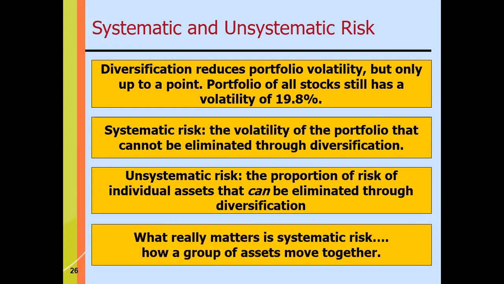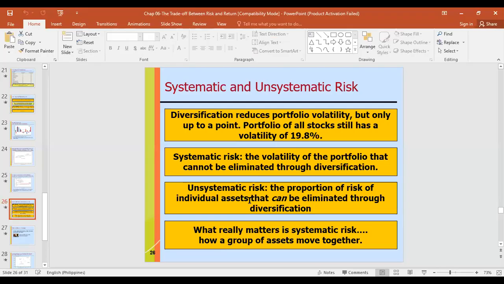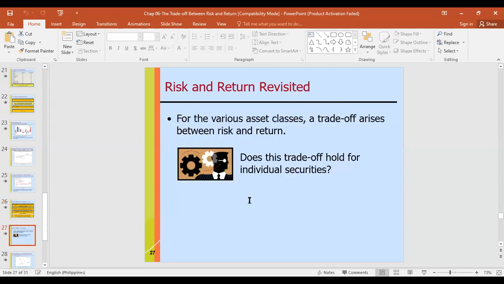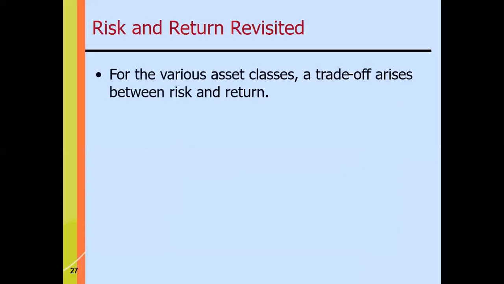Then what really matters is systematic risk, which describes how a group of assets move together. It's in the system, so we would observe the movements or fluctuations in the market. And then we also incorporate our diversification so that as a whole, we can minimize the risks. Then for the various asset classes, we just have to revisit the terms to formally close our discussions.